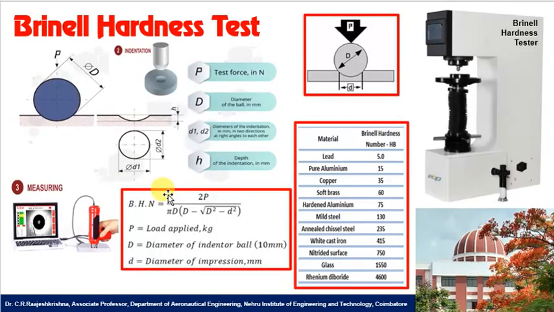So coming to the Brinell hardness test, these are the procedures. You have the ball indenter, and over the ball indenter you are applying the test force, in Newton. This indenter will form the indentation on the surface. The diameter of this indentation is measured, and based on the diameter of the indenter and the indentation formed, you can calculate the BHN.